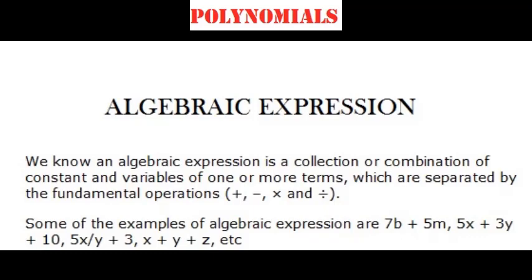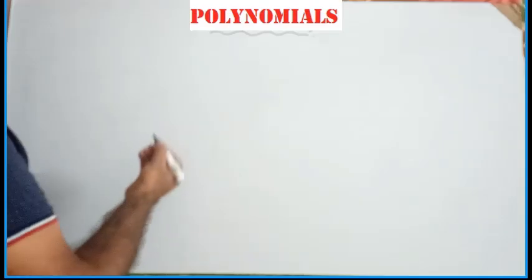Okay, first of all I want to explain the definition of an algebraic expression. We know that an algebraic expression is a combination of constants and variables of one or more terms which are separated by the fundamental operations like plus, minus, into and division. Or the variables and constants are connected by the four fundamental operations. Such an expression is known as an algebraic expression.